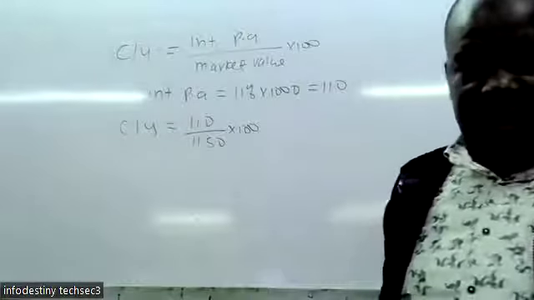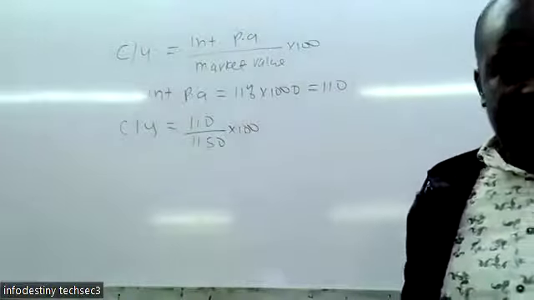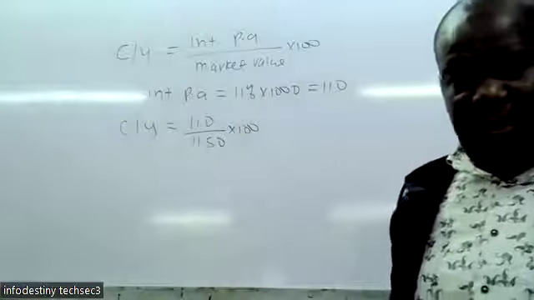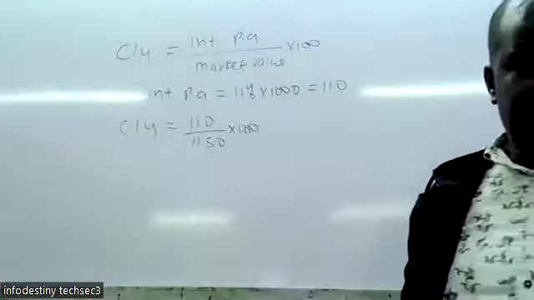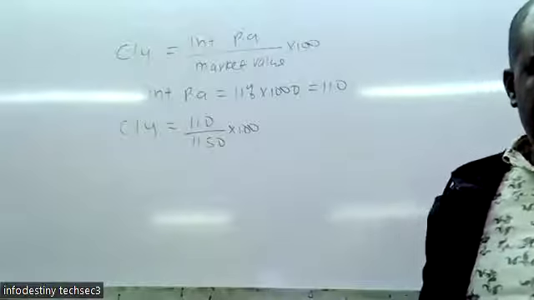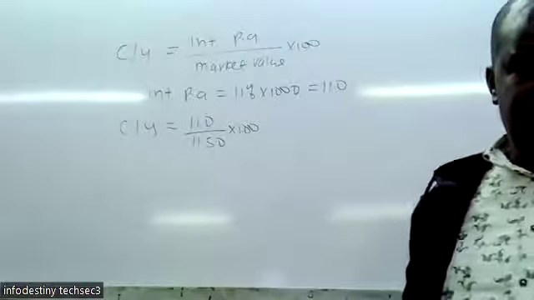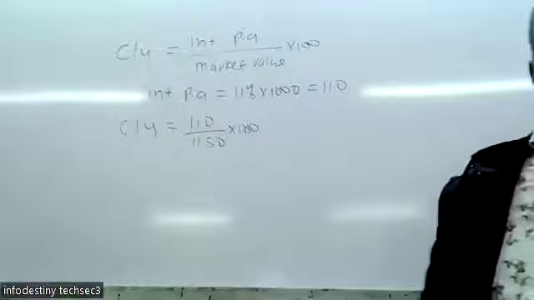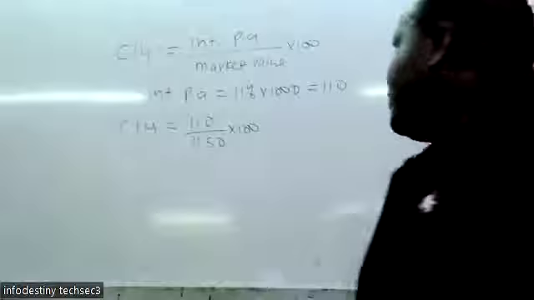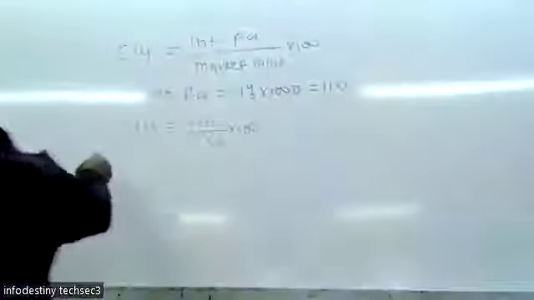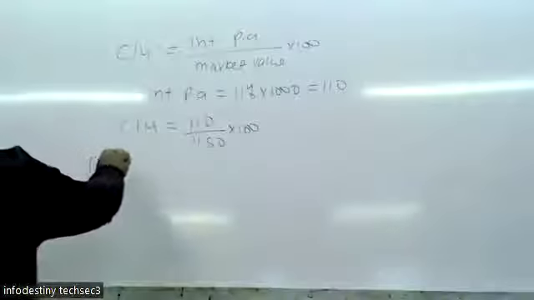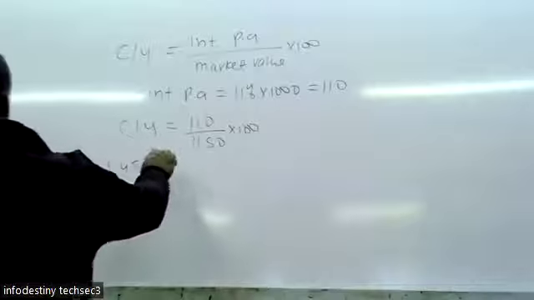So I've seen 9.56. Others, I hope you are getting the same. So that's now Roman letter 1, how to compute the current yield of the bond. Next, Roman letter 2 is the yield to maturity. You compute the yield to maturity.